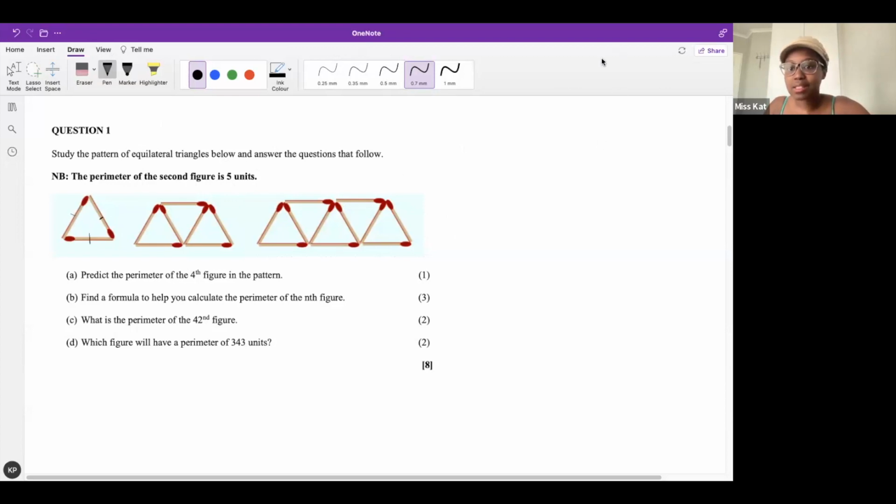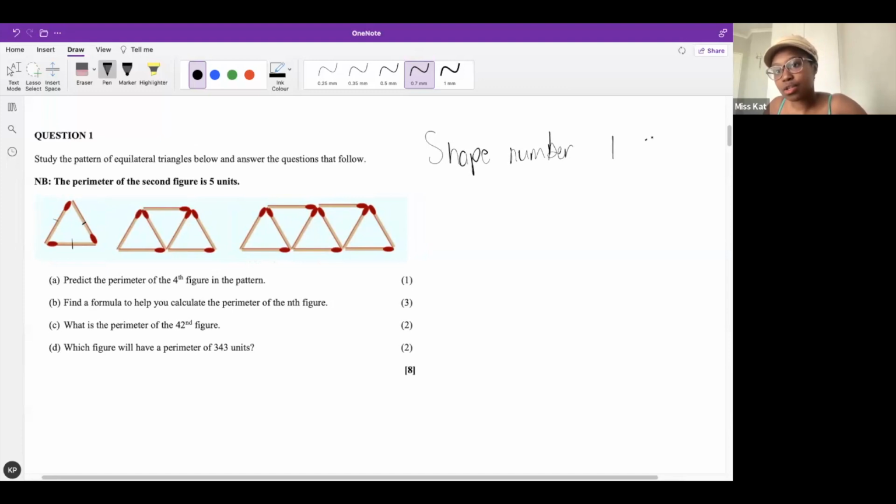I recommend in such patterns that you write it as a number. So shape number 1, 2, and 3. Shape number 1 has a perimeter of 3 because all 3 sticks are on the outside of the shape. Let's look at shape number 2. It's 1, 2, 3, 4, 5.